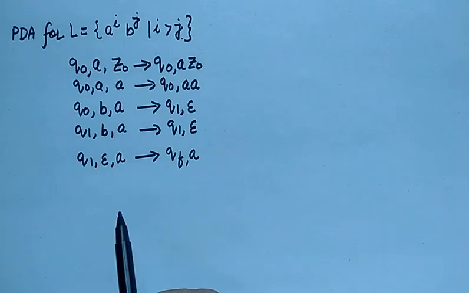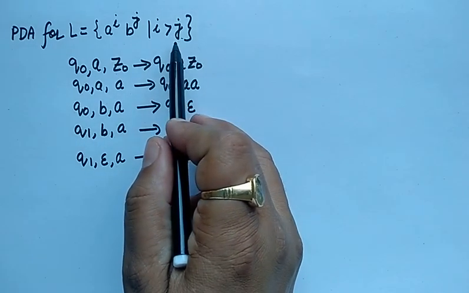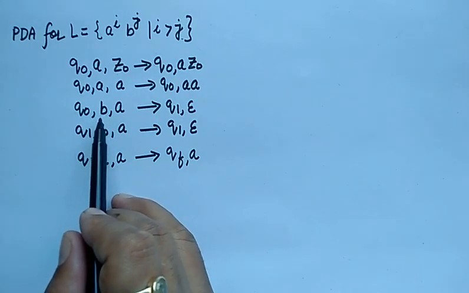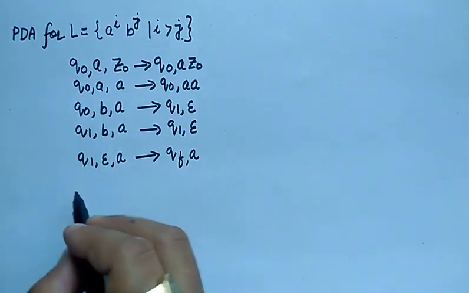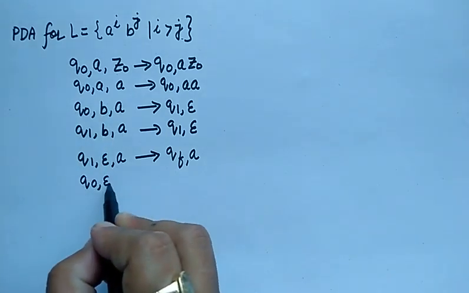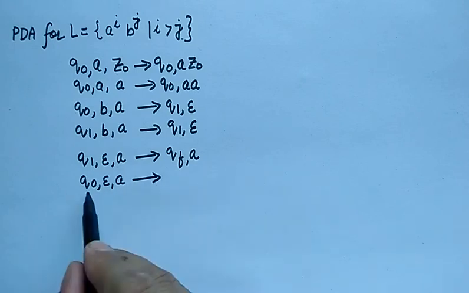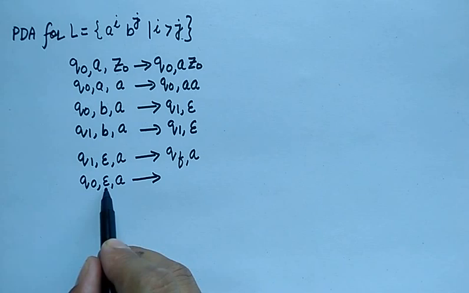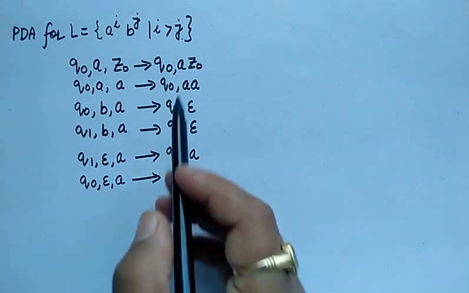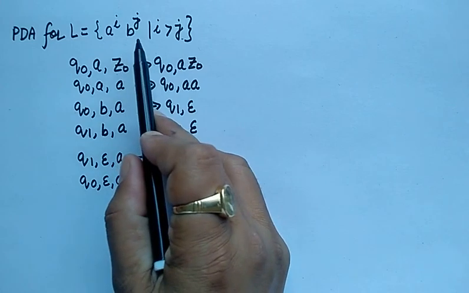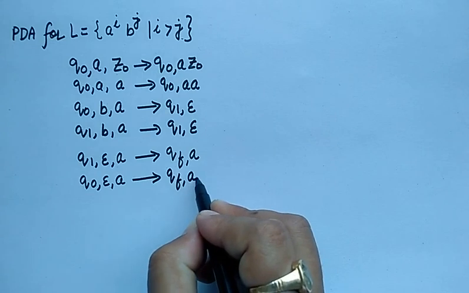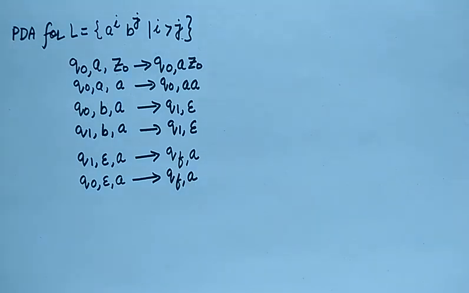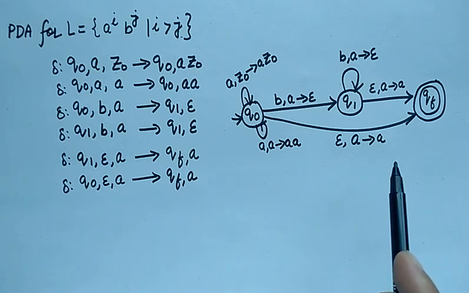There may be one case also, like the value of J is 0. In that case, we will not be getting B at state Q naught. We will be getting epsilon, the end of the string. So one move will also be defined, where we are at Q naught state and we are getting null, that is end of string, and A is on the top. That means the value of J is 0. No B is there in the string. Only A's are there. So if this is so, we will reach a final state again. And this will be the transition diagram for the same PDA.